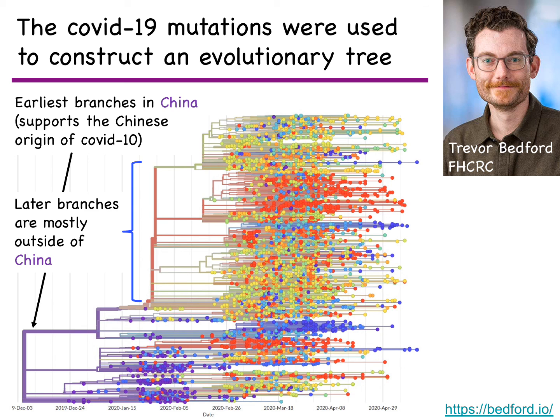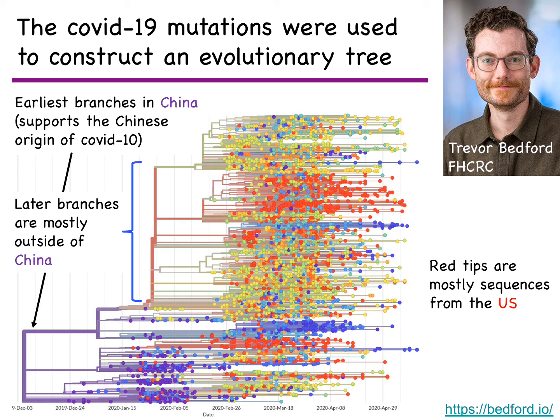So all the later branches, you don't see any purple here because these are samples that were collected outside of China, and these are basically later branches in the tree. So they're evolutionary descendants of the ones that existed in China initially, because they have mutations that track to these different locations in the world.